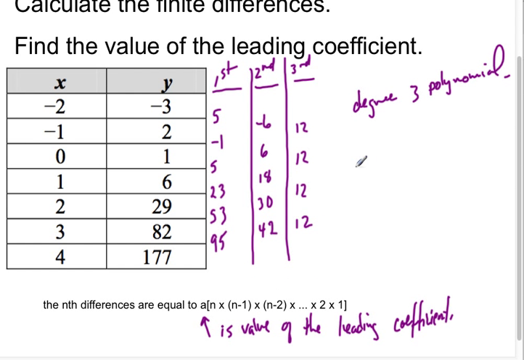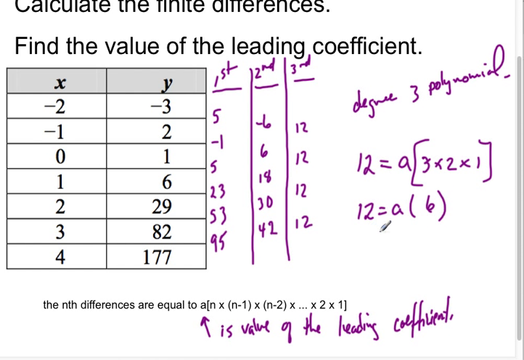Okay, so what we have here is the nth differences, which are 12. So 12 must equal A times... We already know that this is a degree 3 polynomial, and n is the degree number. So this is 3 times 1 less than that. What's n minus 1? So that's times 2 times 1 less than that. That's 1, and we stop. We always stop at 1. Okay, so we've got 12 must equal A times 3 times 2 times 1. That's 6. So 12 must equal A times 6. Let's solve for A. A's got to be 2.